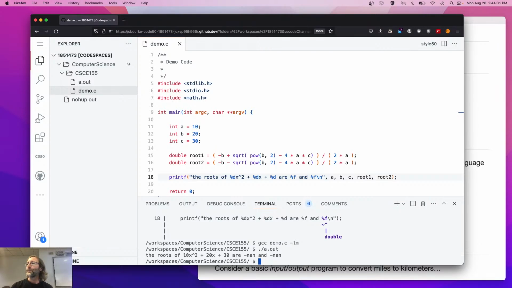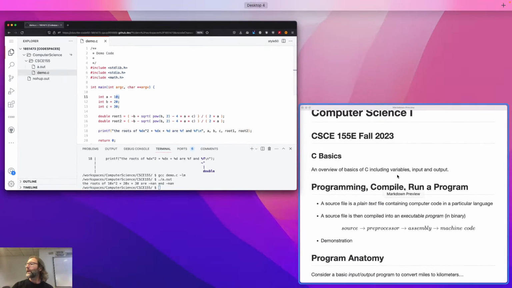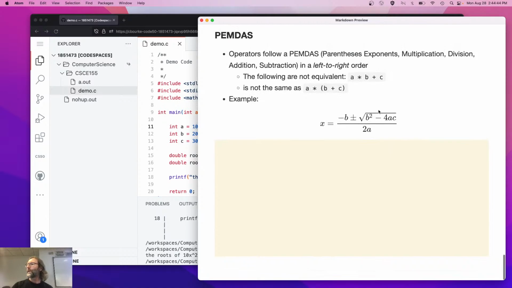No. So pull out your calculators and try to do this. Try to compute the roots of a quadratic equation, 10, 20, and 30 for those coefficients. What are you going to get for this thing right here? B squared minus 4ac. You're going to get something negative. Can you take the square root of a negative value?